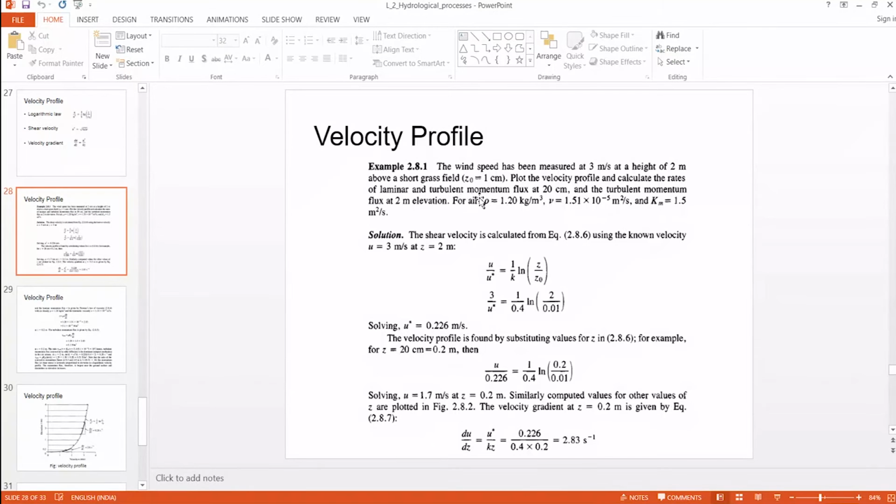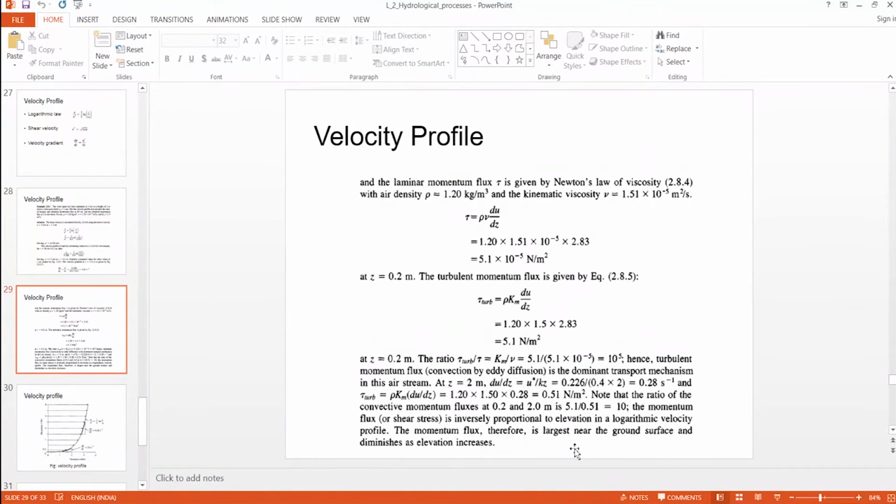This turbulent momentum flux rate, we need to calculate at 20 centimeters. So du by dz is equal to u star by kappa z. At 20 centimeters, that value comes out to be 2.83. Then we can calculate the rate of transfer of momentum, which is equal to rho nu du by dz. We already computed du by dz, nu is given as 1.5 times 10 to the power minus 5, and rho is 1.2, so we get tau equal to 5.1 times 10 to the power minus 5.